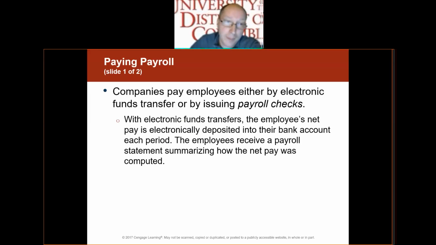It's nice. With electronic funds transfers, also known as direct deposit, the employee's net pay is electronically deposited into their bank account each period, every 2 weeks. Or every 15 days if you're a government employee. The employees receive a payroll statement, also known as a pay stub, summarizing how the net pay was computed. How'd they figure it out?